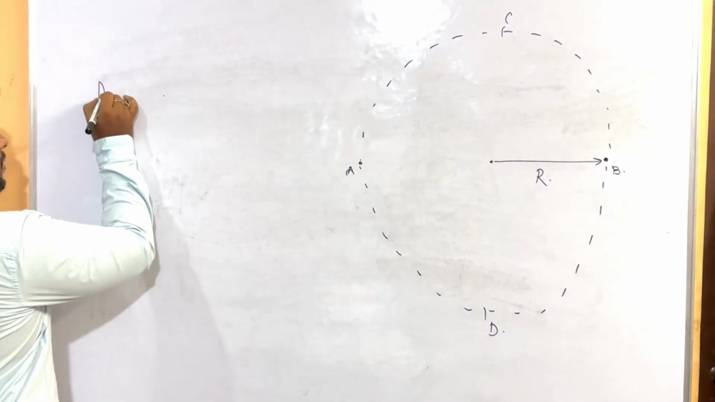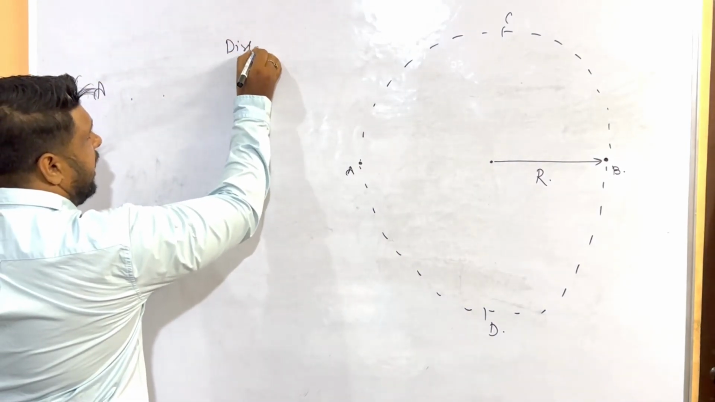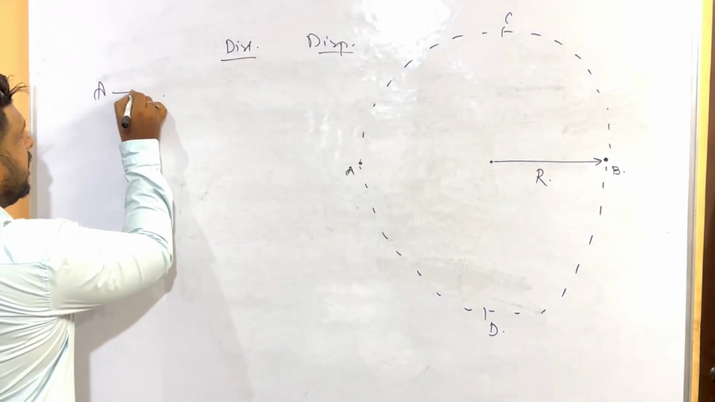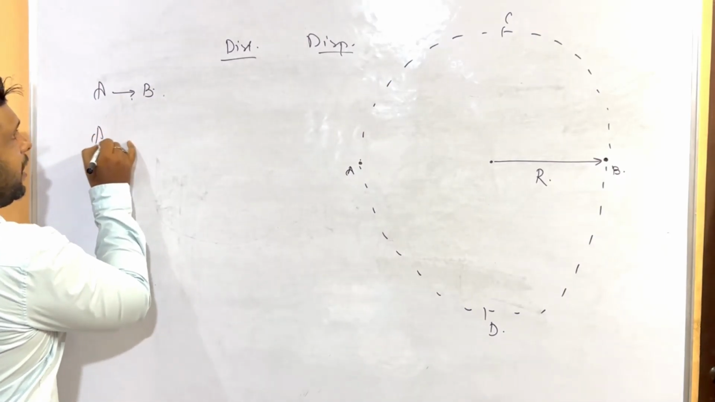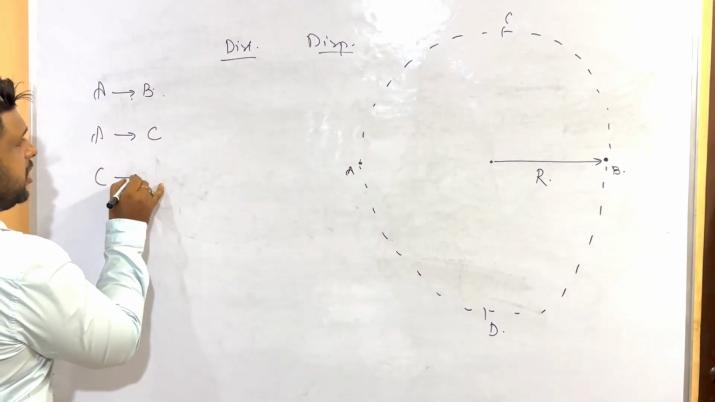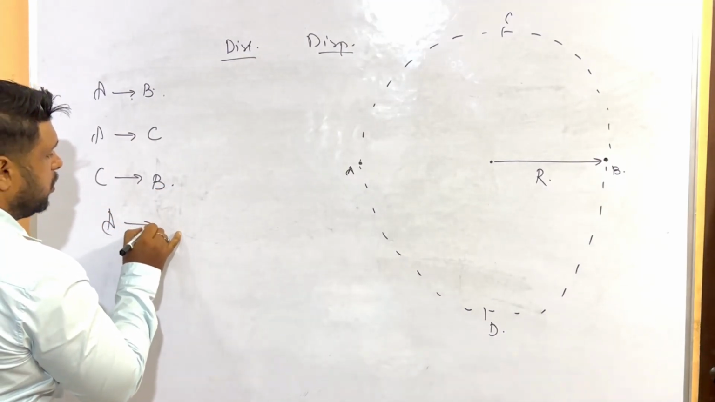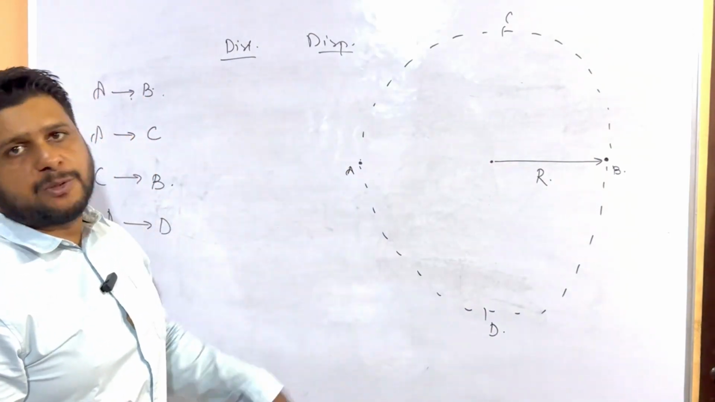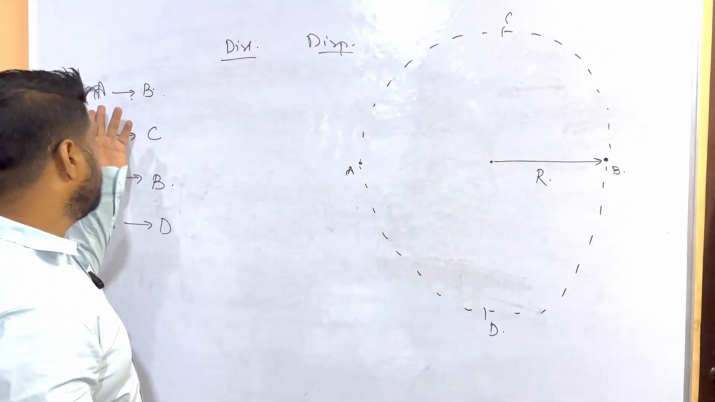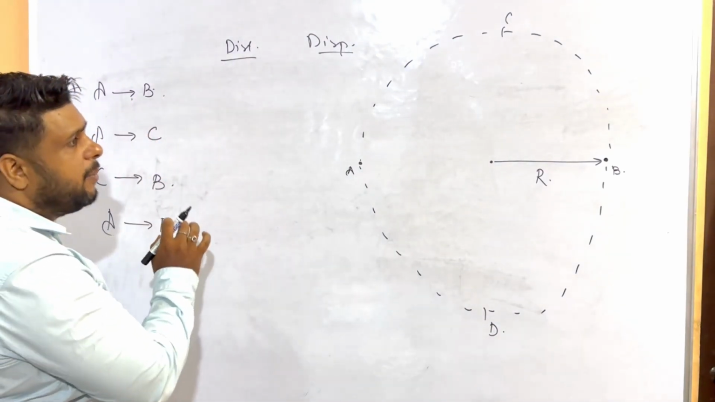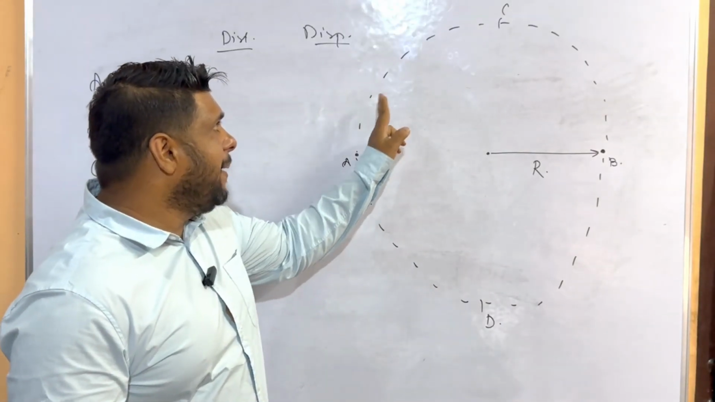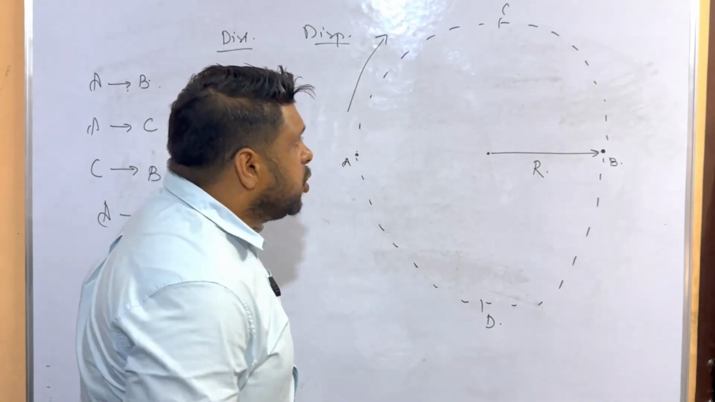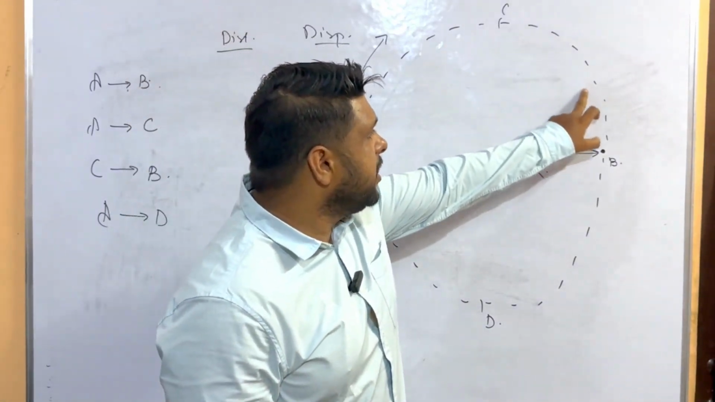Now I want to find my distance as well as displacement when I travel from A to B, A to C, C to B, and A to D. Let's see, when I am traveling from A to B, let's say it is moving in the clockwise direction. So the distance traveled will be this path, which it has taken like this.